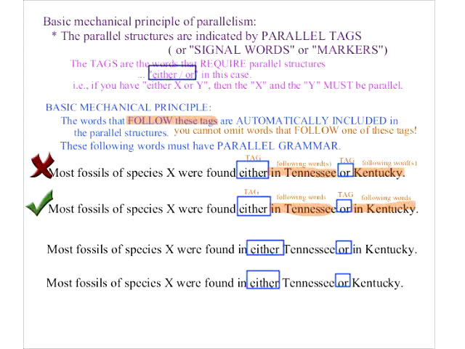Okay, so we'll look at these two other ones just real quick with the same principles. The tags, again, are either or. So if you look in this example, following either and following or. Following or, you have in Kentucky. Following either, you have just Tennessee. Again, this is a prepositional phrase. This is just a noun. Those are not parallel. So this whole construction is incorrect. And then finally, you have these two tags. Following or, you have Kentucky, which is just a noun. Following either, you have Tennessee, which is also a noun. They're both places where fossils are found. Noun, noun. So this is parallel. It's correct. Okay, any questions about this particular slide?